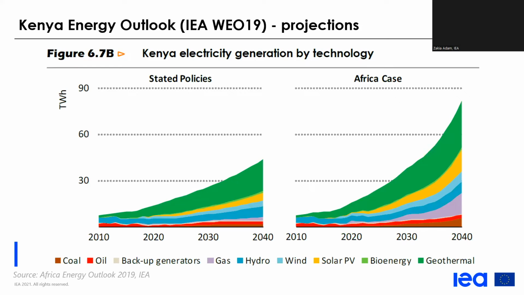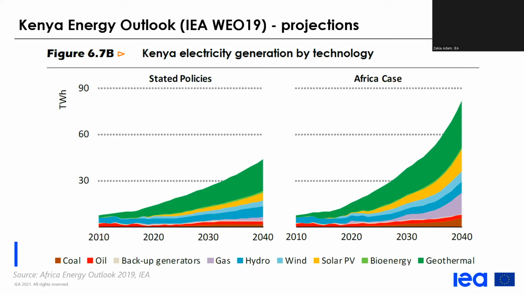So you can see how geothermal, which has been dominating the electricity generation in Kenya, will still be the most relevant technology also in both our scenarios till 2040. And it's really interesting.